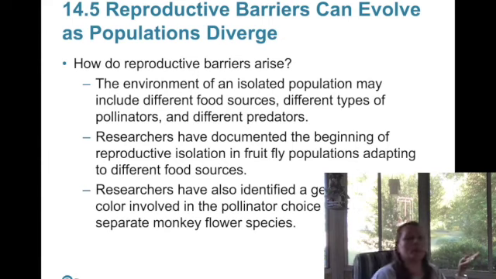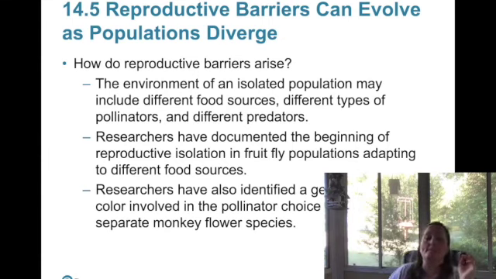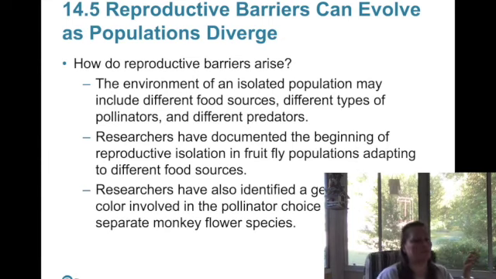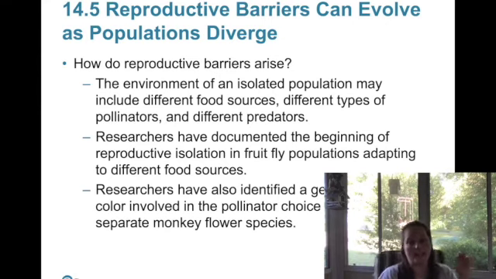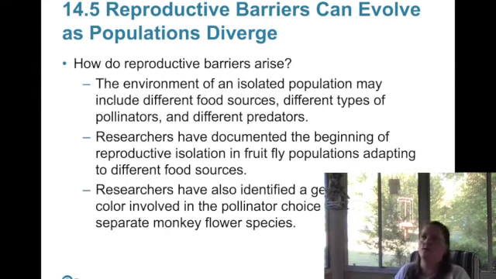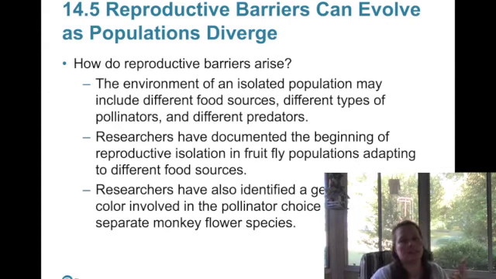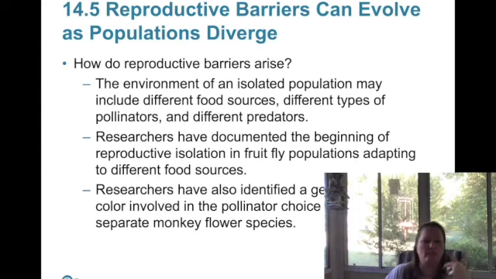Well, the environment of the isolated population might be different, due to different food sources, different types of pollinators, different predators. We talked previously, chapter 13, about the different food sources and how that can completely change, when I was talking about Darwin and the finches. And so in order to survive, they evolved a different beak. So you would have ones that would eat the seeds, the nuts, the bugs, stuff like that. And I think we might have a picture in this PowerPoint, maybe, about finches and their beaks.